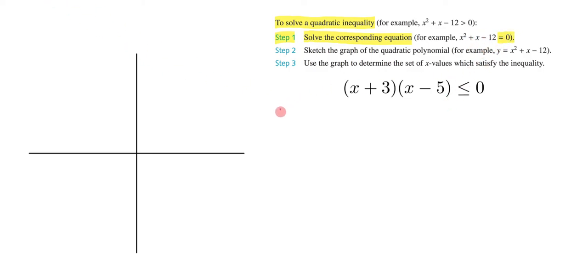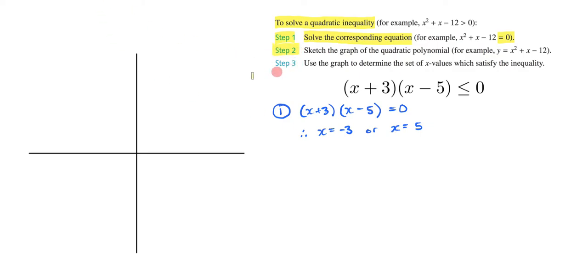So I'm going to do my very first step in blue, and I'm going to write it out as an equation by setting it equal to 0, and then I could go, therefore my x is going to equal -3, or my x is going to equal 5. So that's step number 1.